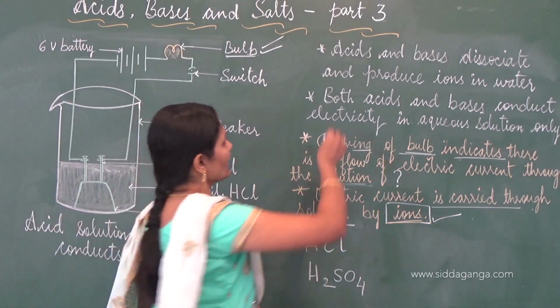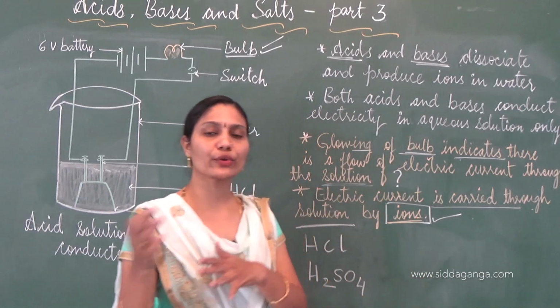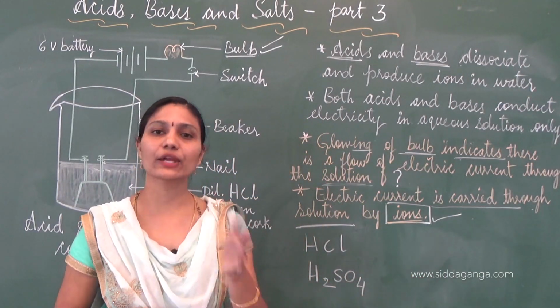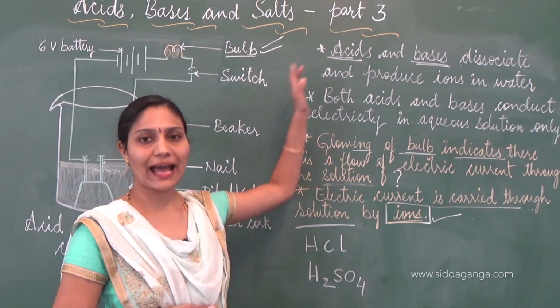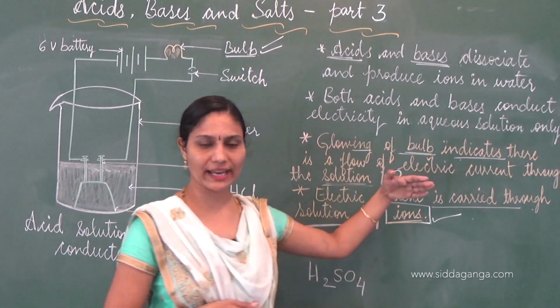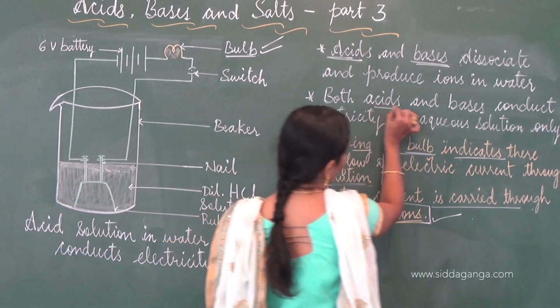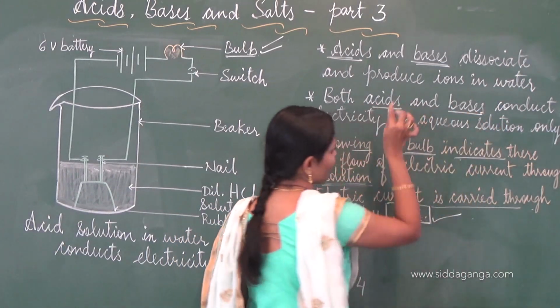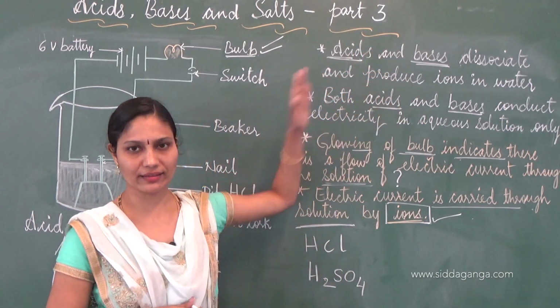Not only acids, even bases, acids and bases dissociate and produce ions. Where? In aqueous solution only. In aqueous solution or in water, acids and bases dissociate and produce ions in water. Similarly, both acids and bases conduct electricity. They conduct electricity because they dissociate and produce ions.